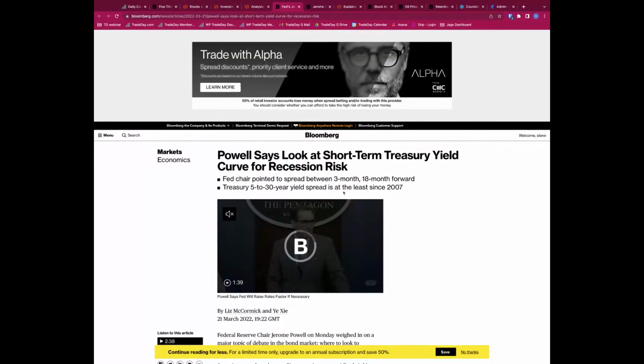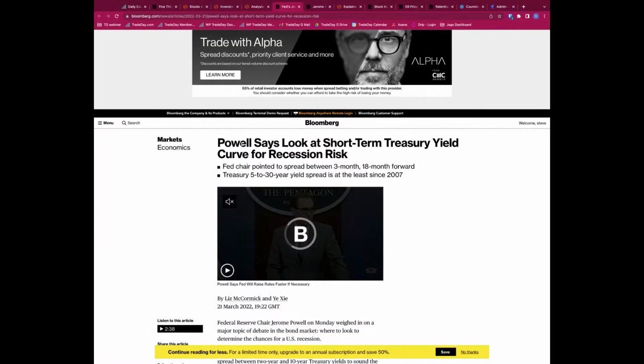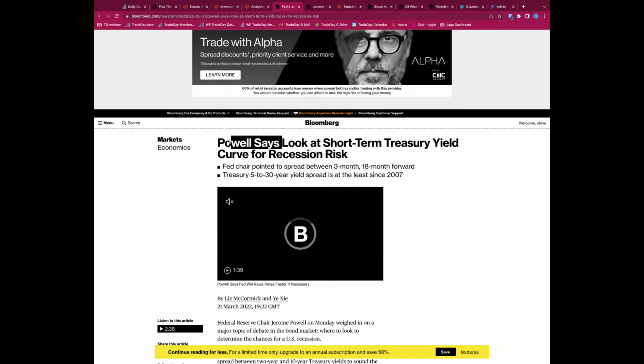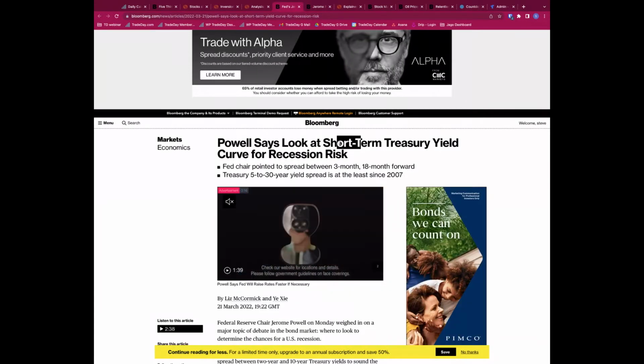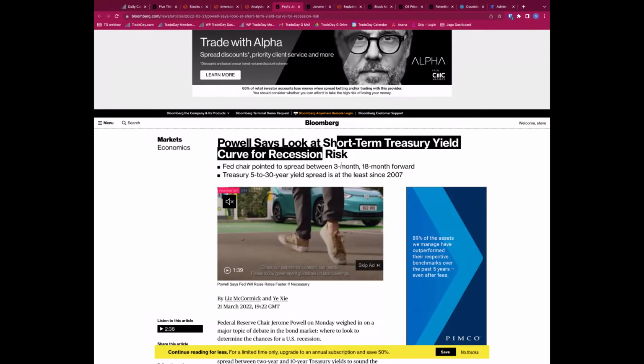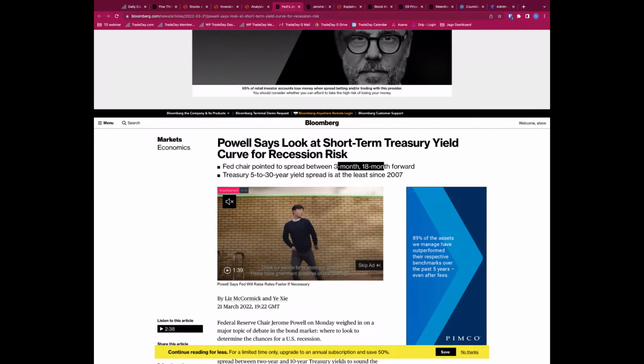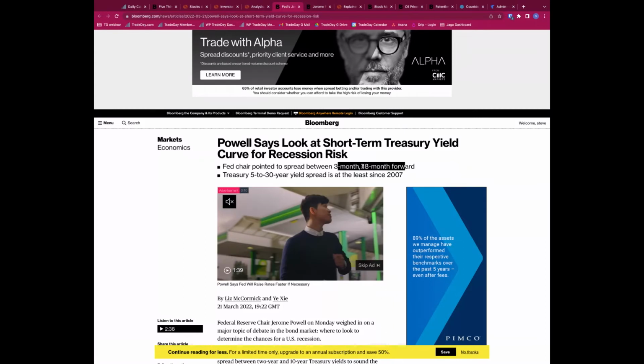So this is winding back. This article is from the 21st of March. Remember when Powell spoke? We said we were looking at the wrong part of the curve. We should be looking at the 2s. He said the 3-month to 18-month forward yield curve.